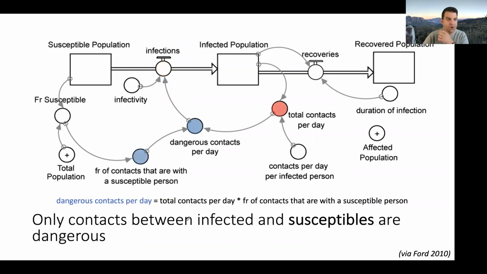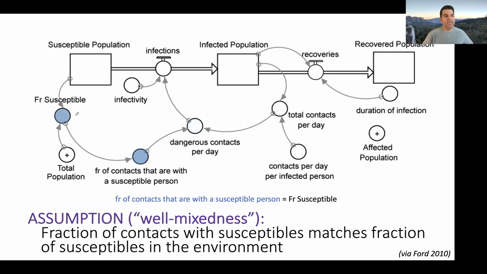If we think about it, we had total contacts per day already. And so we just need to take total contacts per day and multiply it by the fraction of those contacts, that's what the FR here is, fraction, that are with a susceptible person. We already know how to build total contacts per day, and then we need to figure out what fraction of the total contacts are dangerous. The way we get to that is we need to figure out how to model that susceptible fraction, and we are going to use a modeling assumption.